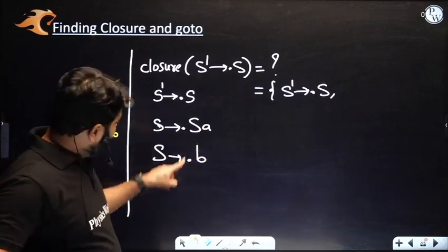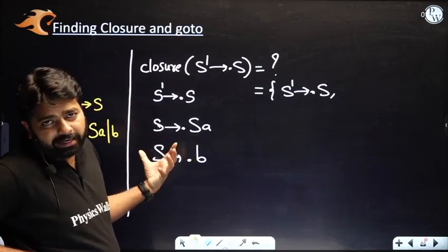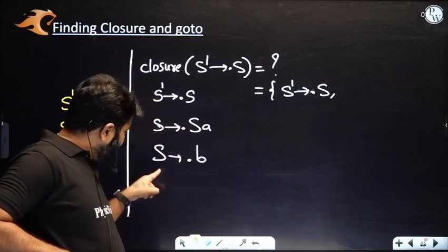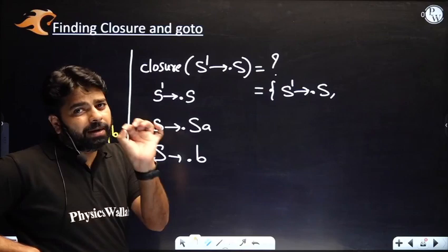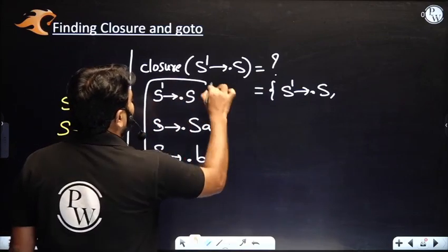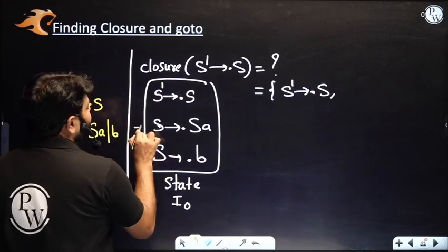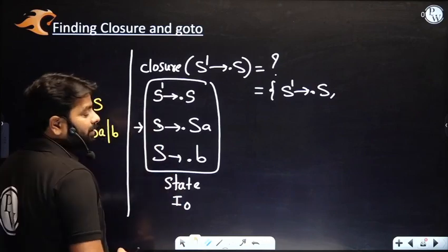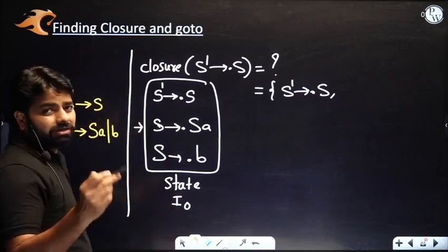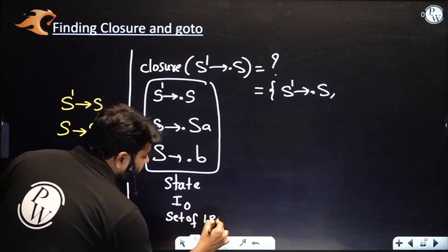Now, remember, after dot, who is there? S. Anyhow, S is already added, so I do not add again. But if you see here capital A, then capital A should be added. If you see capital B here, then capital B should be added. All the productions by placing the dot at the beginning. So, this is a state. Maybe you can say I naught because it is the initial state. This state is nothing but I naught, another name is set of LR0 items.